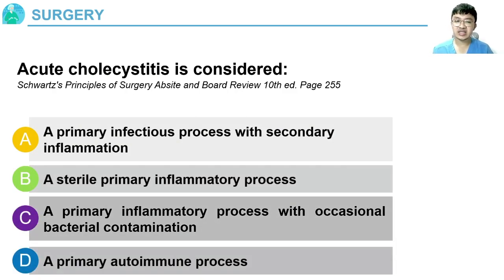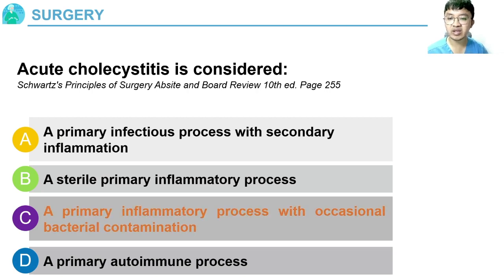Next, acute cholecystitis is considered A, a primary infectious process with secondary inflammation, B, a sterile primary inflammatory process, C, a primary inflammatory process with occasional bacterial contamination, or D, a primary autoimmune process. So acute cholecystitis is considered letter C, a primary inflammatory process with occasional bacterial contamination.